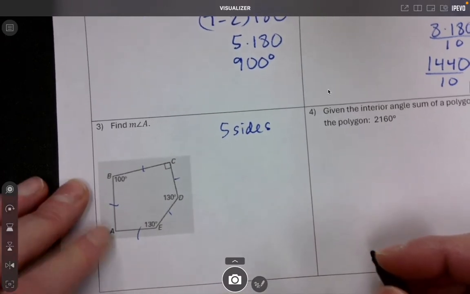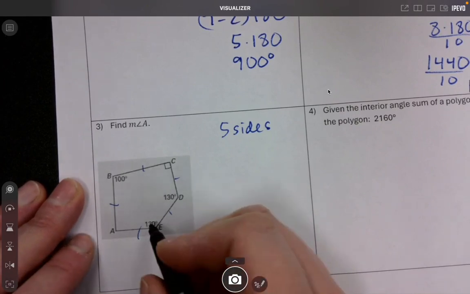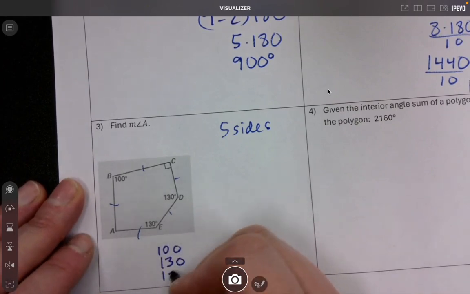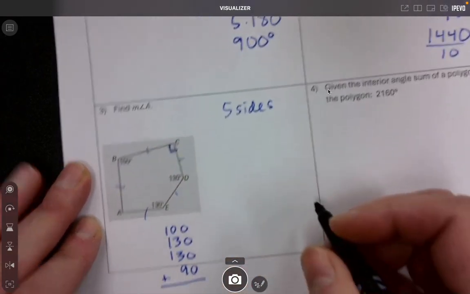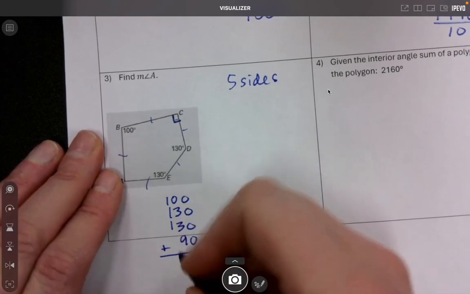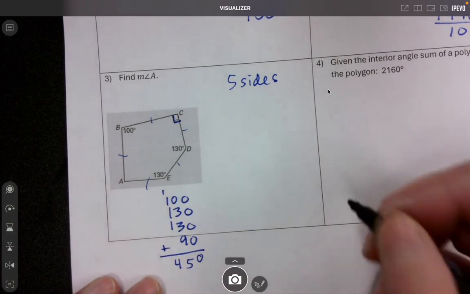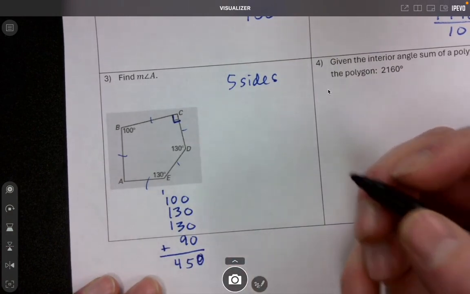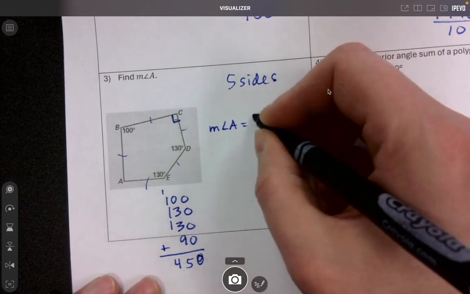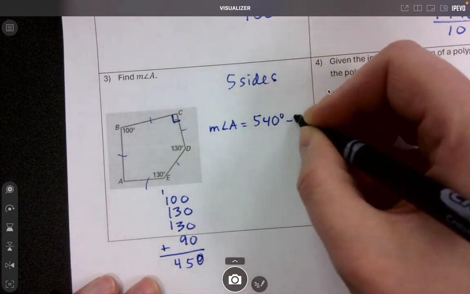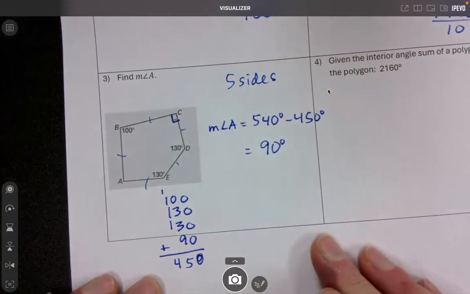So I'm going to add up all the angles I have. So 100, and we have a 130 and a 130, and this one means 90, right? So let's go ahead and add up all of those. Let's see, 6 and 9 is 15, 450. Okay, so all of those angles together make 450. So in order to find the measure of angle A, I would have to do 540 minus 450. And so angle A is going to equal 90 degrees.